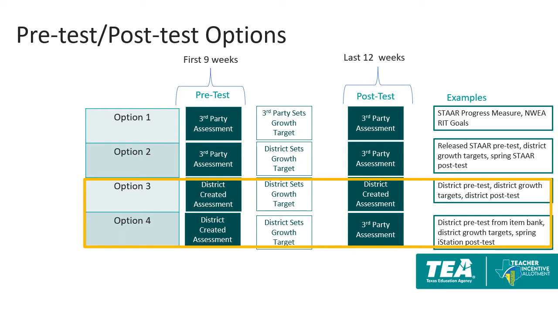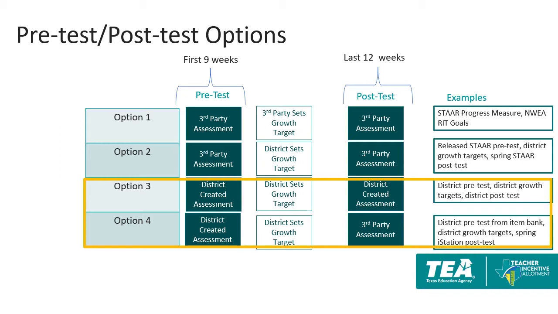To understand the options in a little more detail, let's examine this graphic. For the purposes of this presentation, we will be looking at options 3 and 4. Option 3 consists of a district-created pre-test with district-set growth targets and a district-created post-test. For instance, with option 3, a district may decide that they want to do everything in-house for their chemistry and physics teachers. They will create their own pre- and post-tests and set growth targets locally.